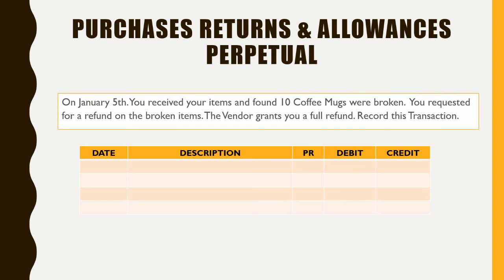So then, what happens when I have to have a return or an allowance? Well, in this case, on January 5th you received your inventory items, your cups, and you found that 10 of those coffee mugs were broken, and of course you request a full refund on those broken mugs, and the vendor grants you a full refund. So record this transaction.